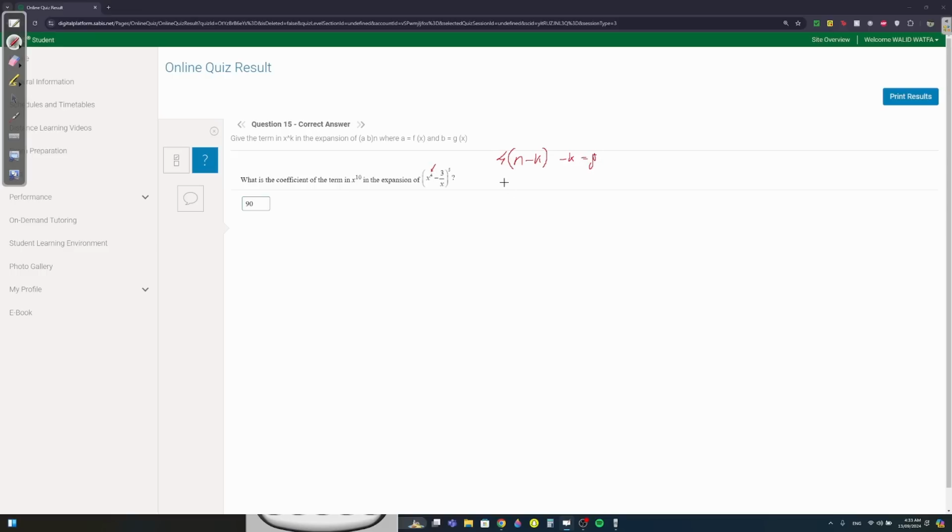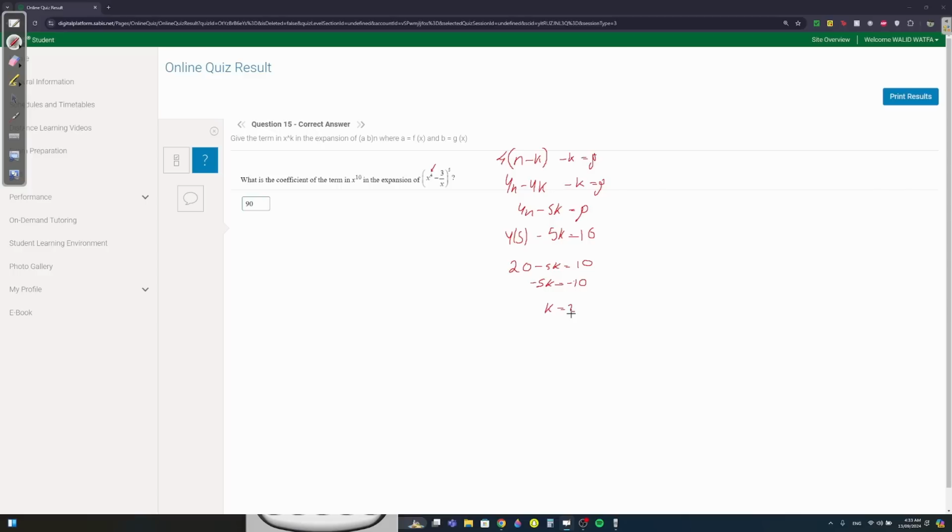Remember, like I showed you earlier, it's gonna become 4n minus 4k minus k equals p, so 4n minus 5k equals p. N is 5. 4 times 5 minus 5k equals the final power. They want 10 now. 20 minus 5k equals 10. Minus 5k equals negative 10. K equals 2.